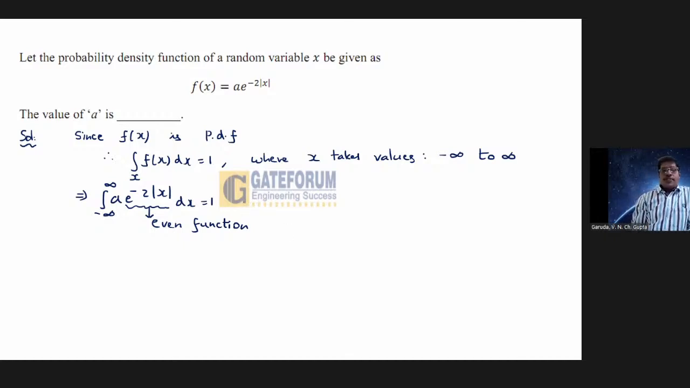So according to the properties of definite integrals, this is 2 times integral 0 to infinity A times e to the power minus 2 mod x dx is equal to 1. Okay, so a constant, take out 2A integral 0 to infinity. 0 to infinity means positive values of x. When x is positive, mod x is equal to plus x. That is the mod x definition. e to the power minus 2x dx is equal to 1.